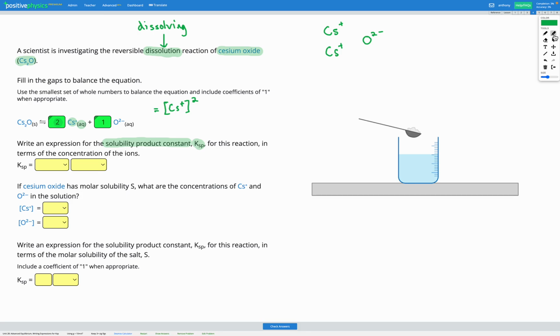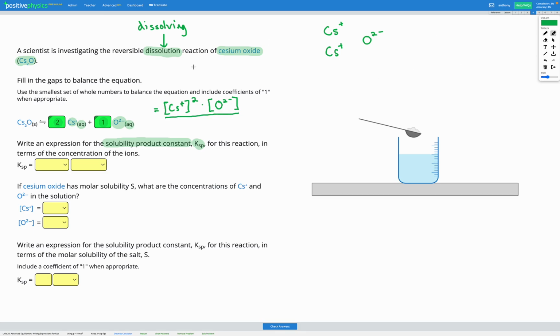Also in our products, we have O2-, also aqueous, so that is allowed to be included in our equilibrium constant expression because it's either aqueous or a gas. The coefficient is 1, so that's just going to be to the power of 1. So that's going to be multiplied by the concentration of O2- ions to the power of 1. Remember, to the power of 1 is the same as just the thing itself, so we don't need to include that here. Then that's going to be divided by our reactants.